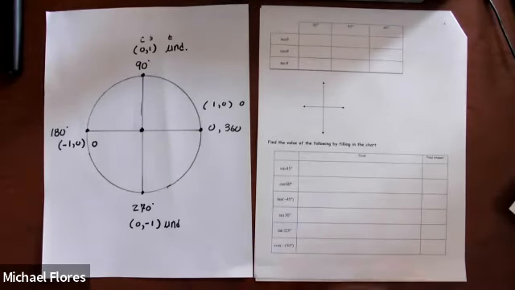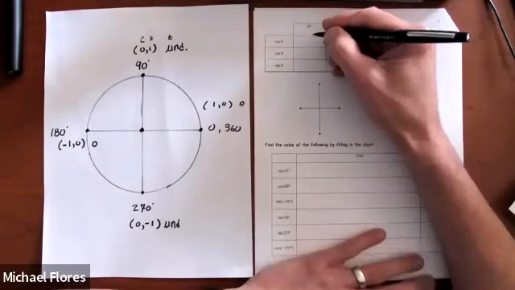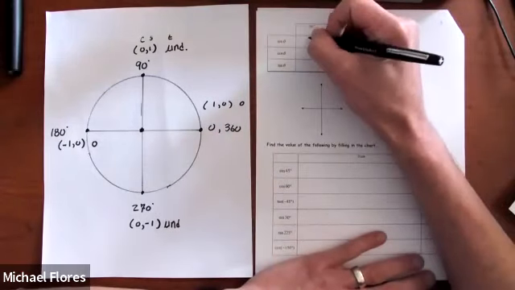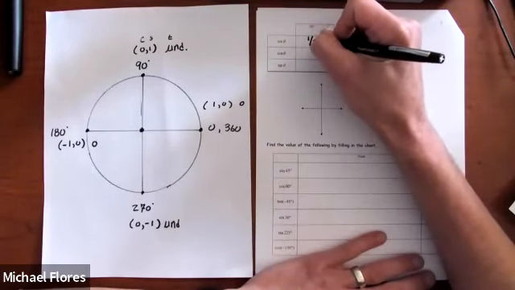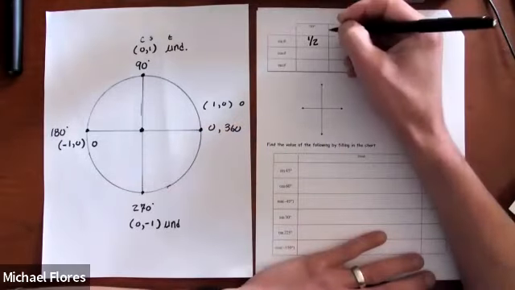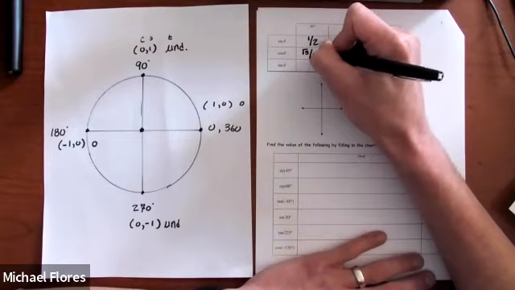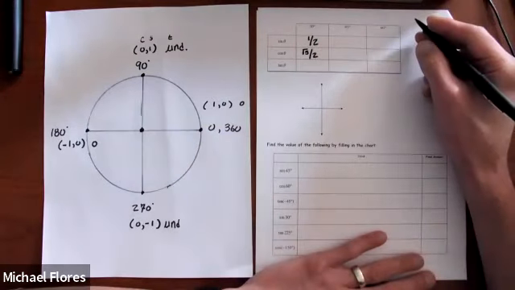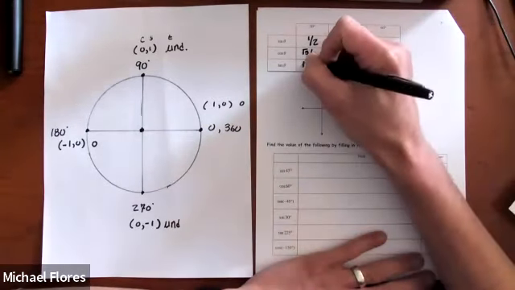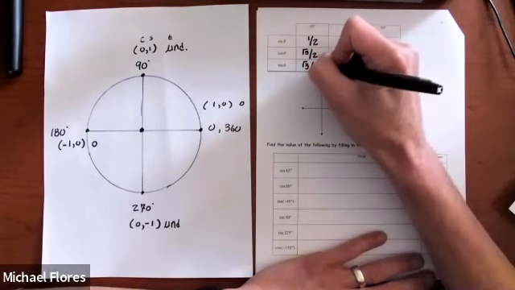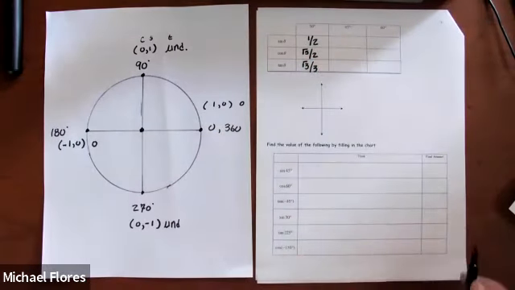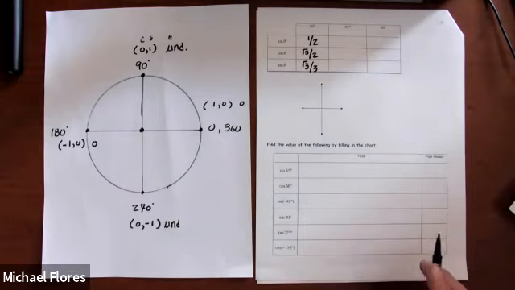All right, let's start filling this in. Sine of theta for a 30-degree angle is 1/2. Cosine of theta for a 30-degree angle is √3/2. And tangent of theta for a 30-degree angle is √3/3. This is all information you filled out in quadrant 1 for your 30-degree family circle.